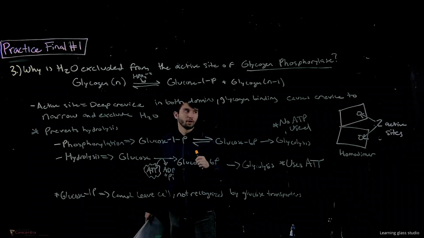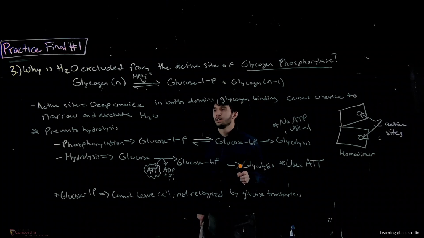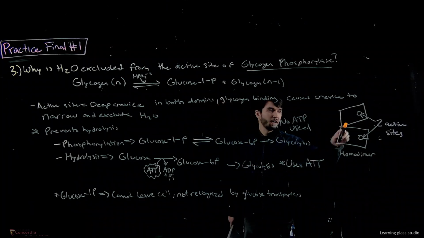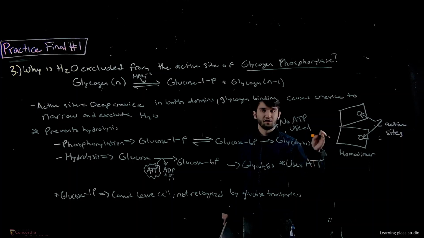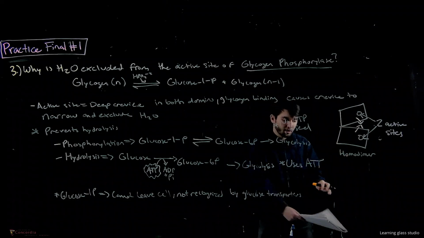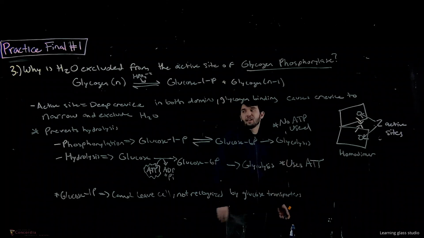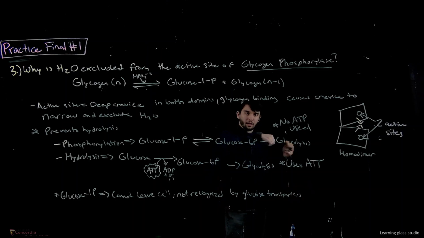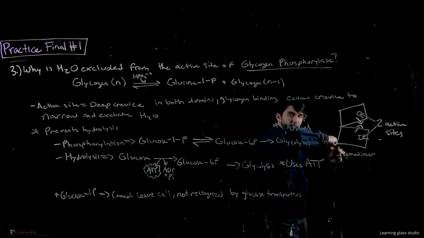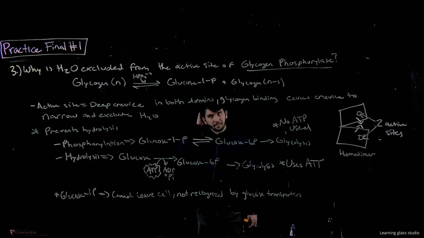Okay? So looking at the structure of this enzyme, it is a homodimer, so two identical subunits, and within each domain there is an active site that is deeply embedded within the domain, and when glycogen binds, these two subunits close in on each other. Doing that, the crevice between them narrows, and that is used to exclude water. So when the two subunits of the dimer come together, no water can enter, okay? So why is this important?